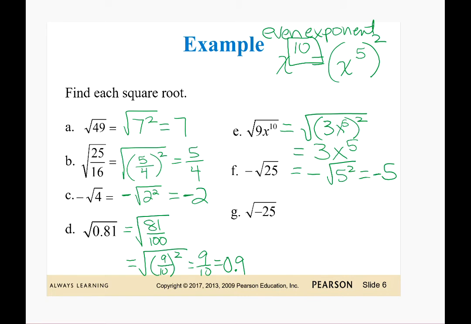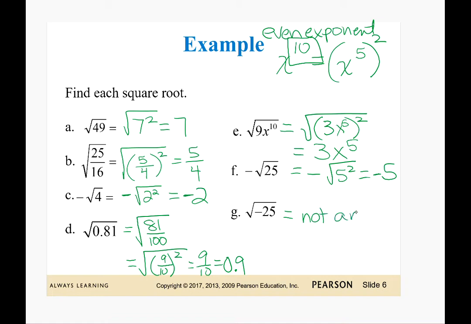All right, G. Let's talk about G. Okay, is negative 25, notice the negative's under the radical this time. The negative 25 is the radicand. Okay, is negative 25 a perfect square? The answer is no. All of our perfect squares were positive because a negative times a negative is a positive. You cannot have a negative square root. Okay, this is not possible. This is not a real number.